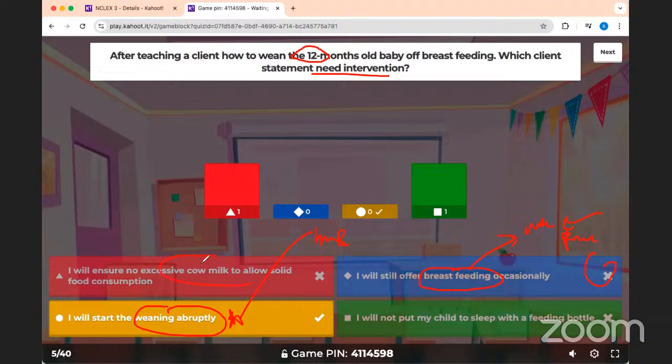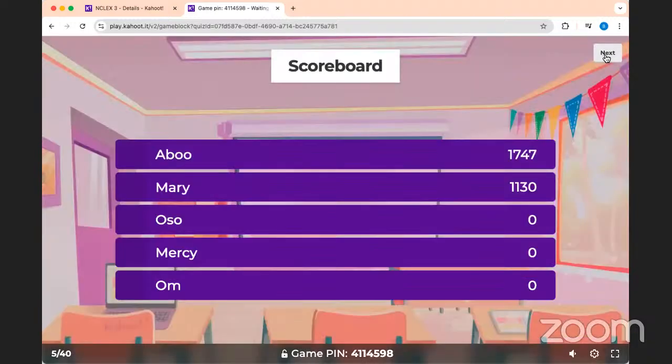You should not give them too much cow milk. Then they'll get full and they will not eat solid food. You should not put the baby to sleep while they are feeding. It's not good. So which one will need intervention? The question says intervention, and this one says I will not. So the right answer is not to stop weaning abruptly. That means you should not cut the baby off the breast. You still give them breast and the formula slowly until you're able to wean them off.